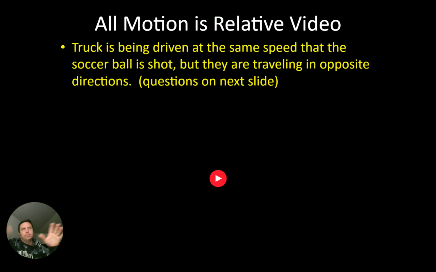And the truck's going, we'll just say, 40 miles an hour this way. Attached to the truck, in the bed, is an air cannon that shoots a soccer ball out the back at 40 miles an hour. So I've got a truck going 40 miles an hour this way, shooting a soccer ball out the back at 40 miles an hour. What do we see? How fast is the soccer ball going?